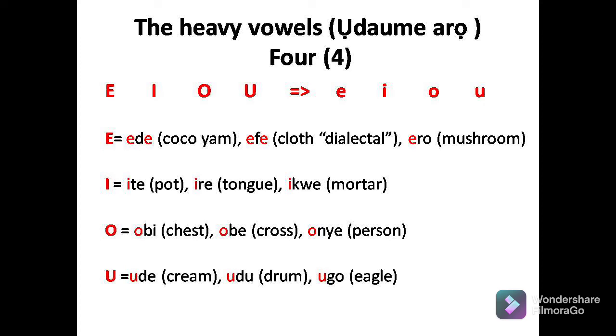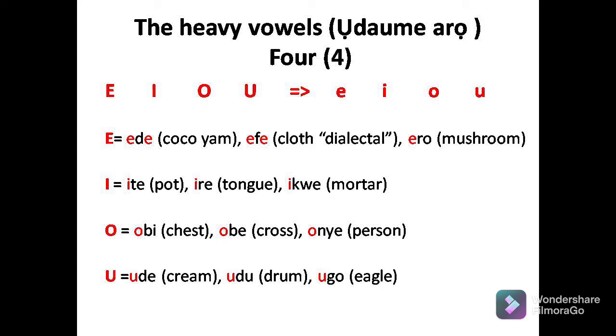The heavy vowels are referred to as odaumearo, or you can call it O2E. In Igbo language, we have 4 heavy vowels, and they are E, I, O, and U. You see, they are heavy because as I pronounce it, they are not as fast as the light vowels. It's as if you are carrying a heavy load. You are carrying a heavy object. So that is why they are called heavy vowels, because they are not light in pronunciation.